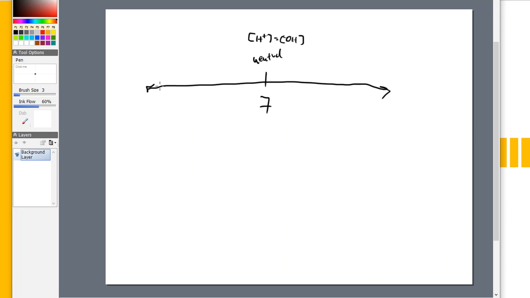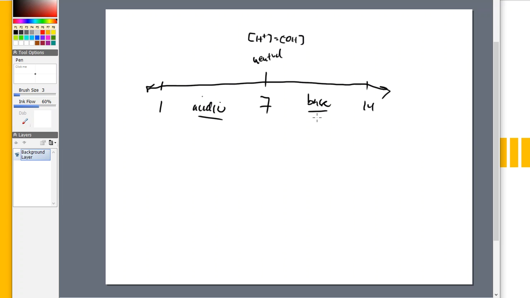So anything below a 7, typically the pH scale is written from 1 to 7, is the acidic part of the pH scale. And then anything above 7, typically it's written to 14, is going to be the base part of the scale.